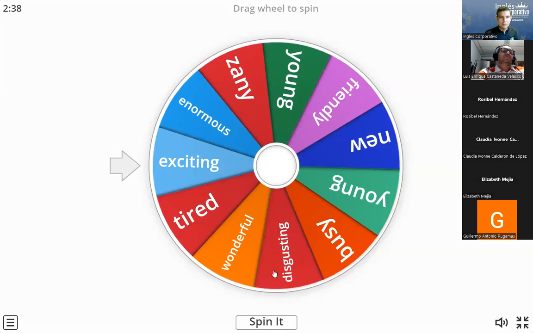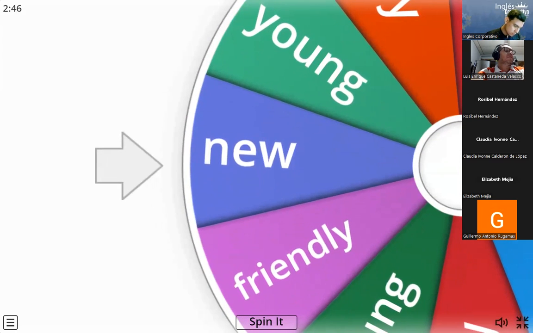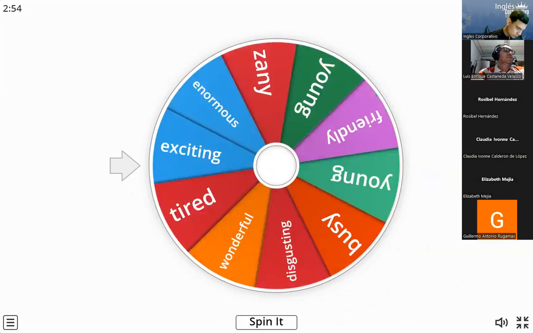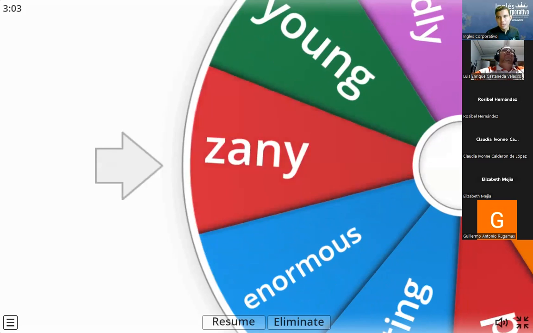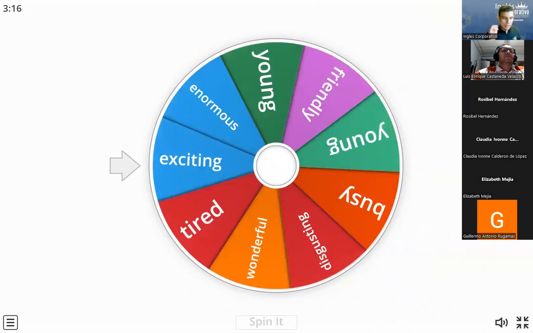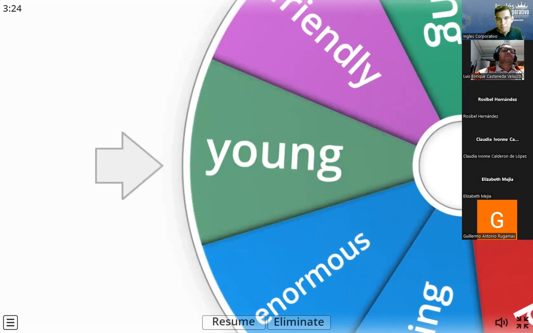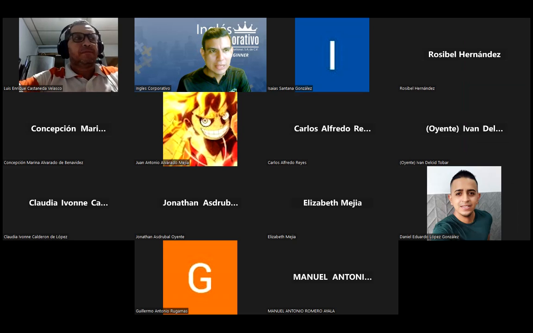Vamos a darle tres más. Old. Okay, new. Zany, okay. Loco, divertido. Serious, exactly. Zany. All right, and the last one, el último. The opposite. Old. Very good. Excellent. Ok, esos son adjetivos. The adjective.